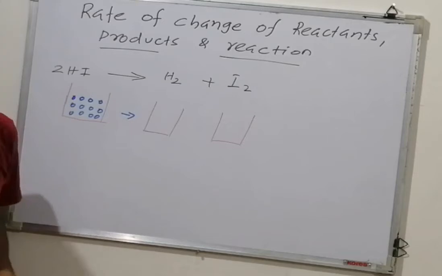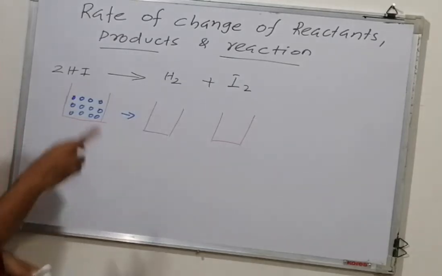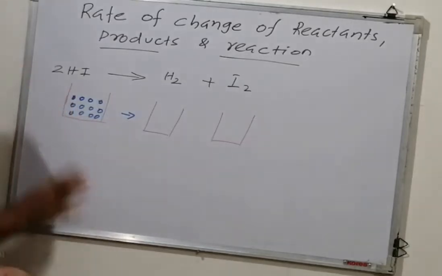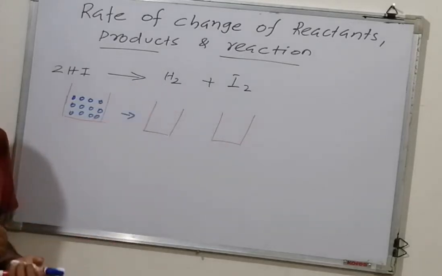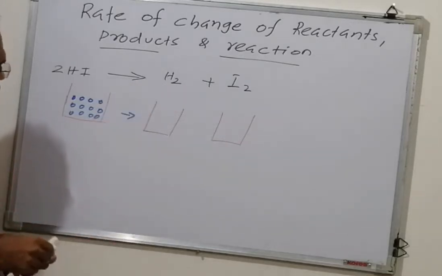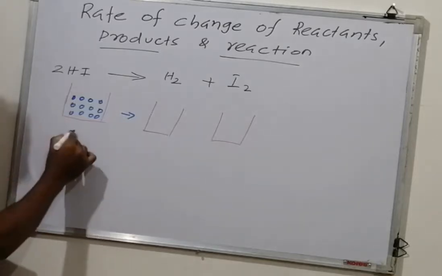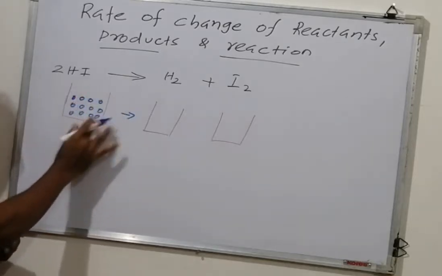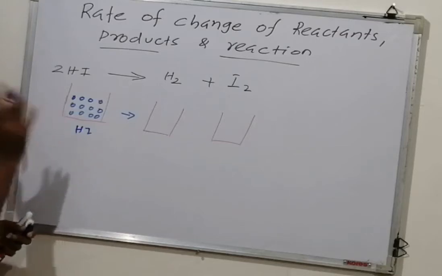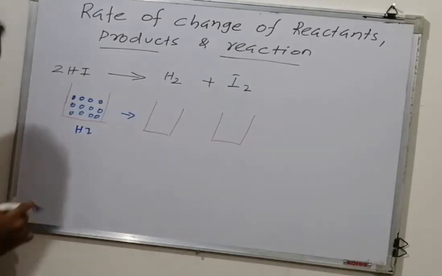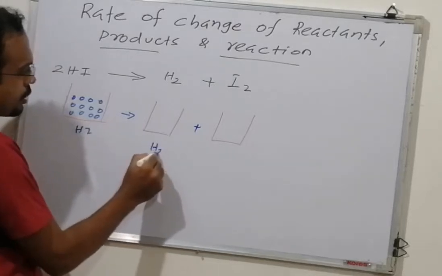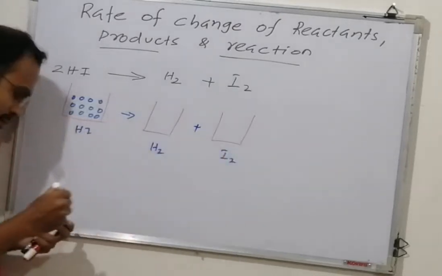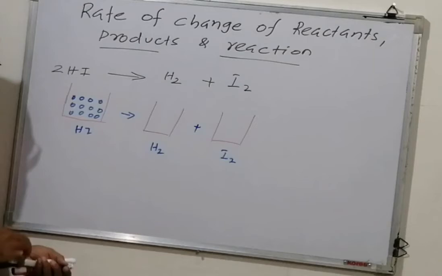This is the example I have taken: 2HI gives H2 plus I2. A simple reaction. Suppose this is for HI. I have a bottle, a cup where HI has been taken. And these are the two bottles for H2 and I2. Imagine this situation.